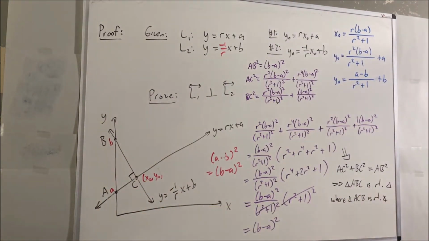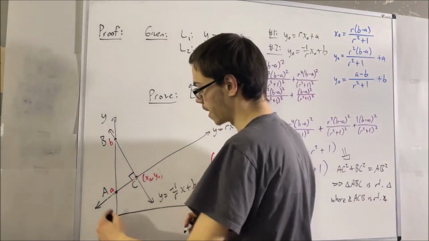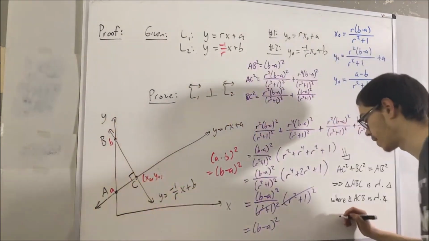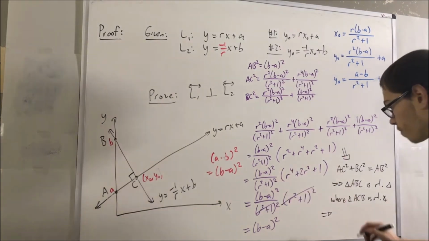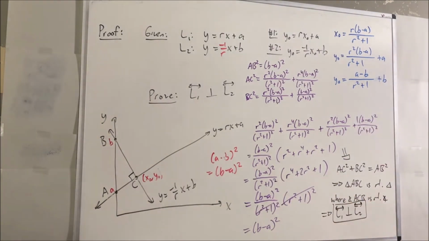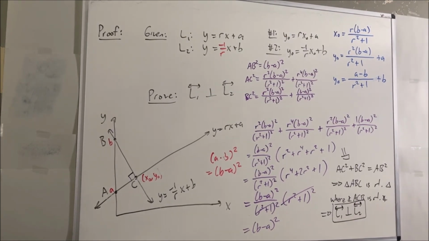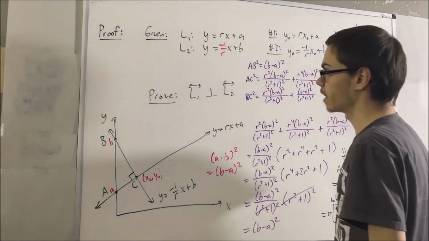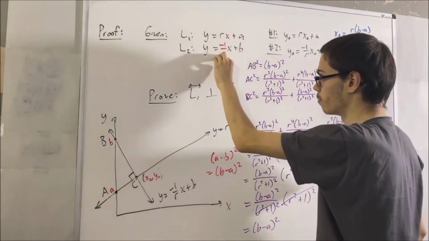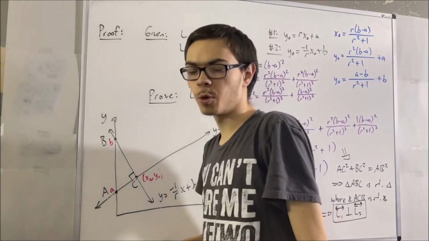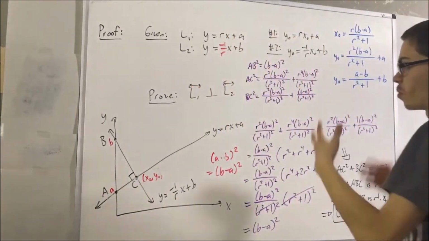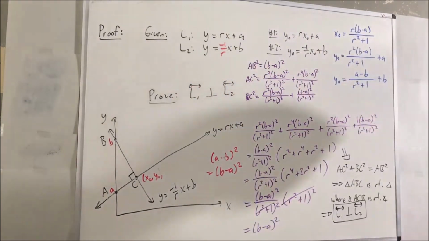And because it's a right angle, that is enough to say that these 2 lines are perpendicular, because that is the definition of perpendicular lines. Perpendicular lines form right angles. And that's it. So now we have proven that if 2 lines have slopes that multiply to -1, then the 2 lines are perpendicular. So now we got to prove it the other way around. If 2 lines are perpendicular, then their slopes multiply to -1.